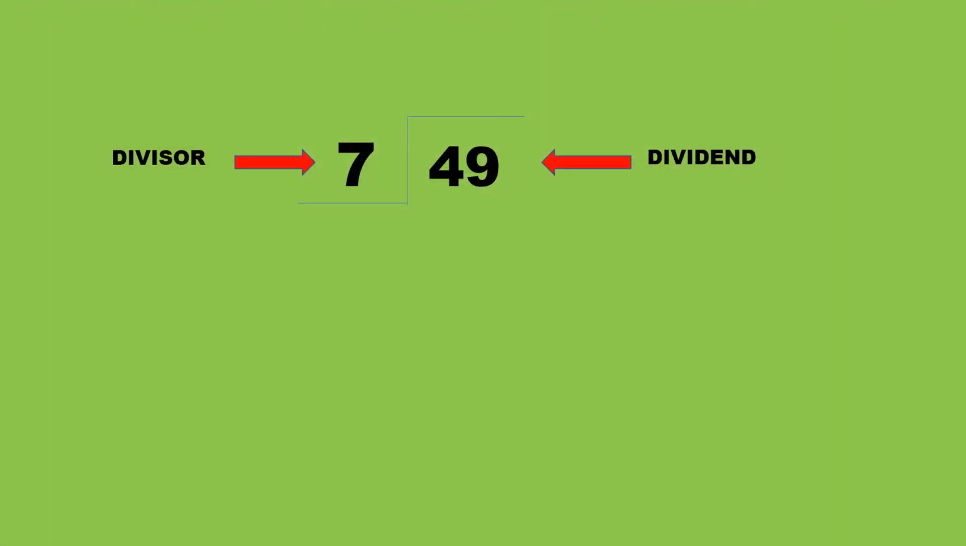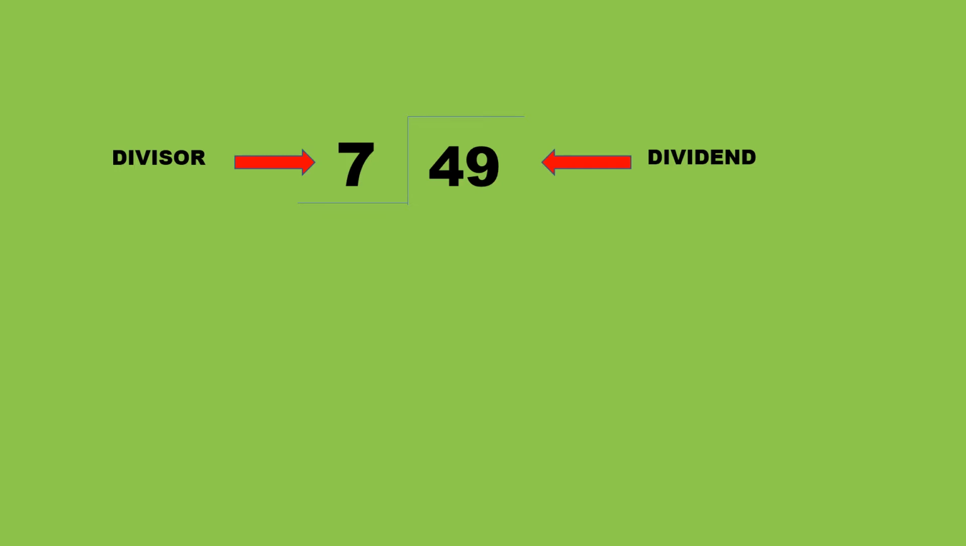So, children, can you see in the picture there are two numbers, number 7 and 49. Now, children, 7 we call it as divisor because it is the number by which we have to divide. Okay, and 49 is called the dividend. Why? Because it is the number which has to be divided. Dividend means जिसको divide करना है. Okay, and divisor means with which it has to be divided.